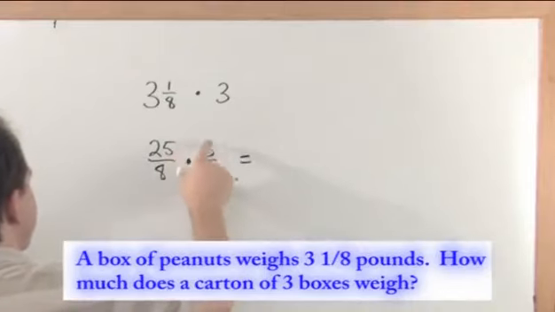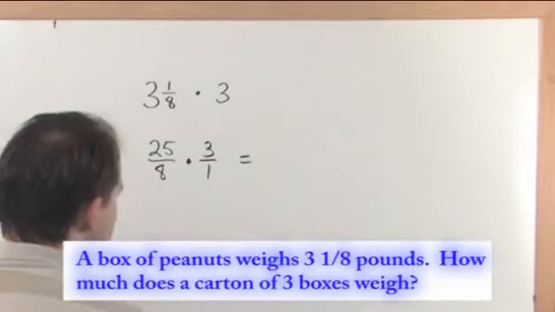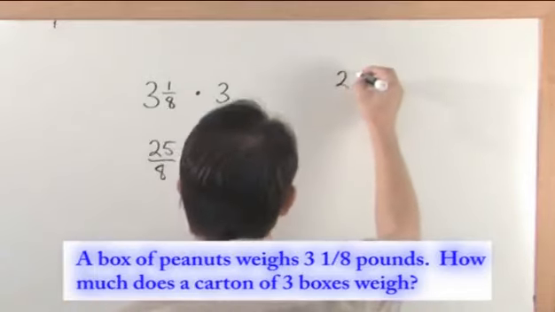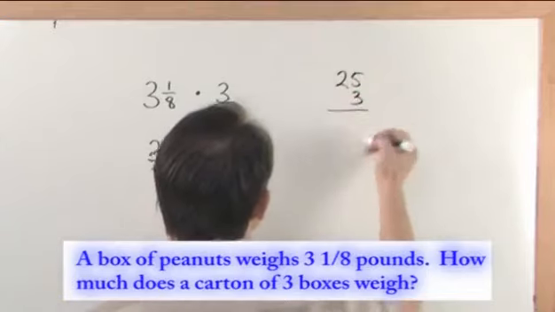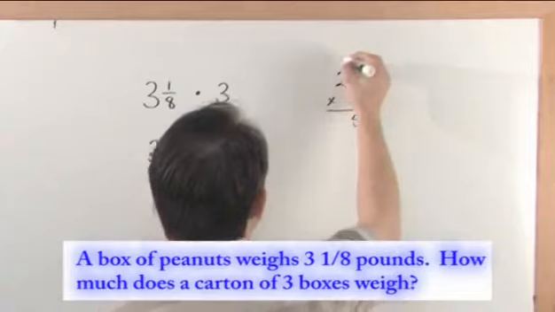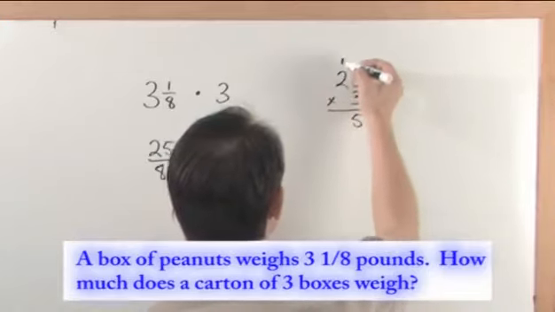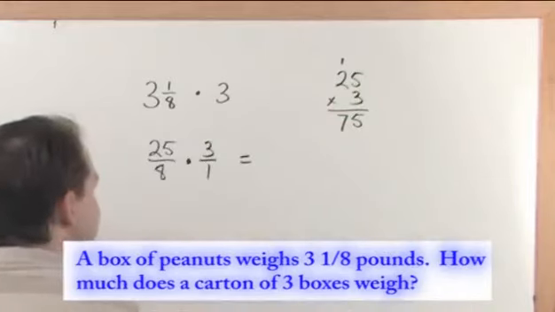We multiply the tops. 25 times 3. What is 25 times 3 going to be? It's going to be 75, but if you don't remember that, you can just do that real quick. 25 times 3. 5 times 3 is 15, so I'll put the 5, carry the 1. 2 times 3 is 6, plus 1 is 7. So that's how you get 75.